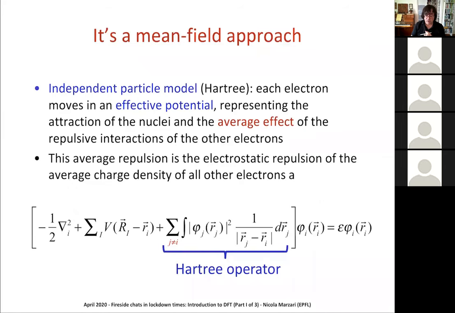As I said, the last comment is that this is what is called an independent particle model, because each electron feels what we call an effective potential, a mean field potential, that is just the average effect of the repulsive interaction of the other electrons.